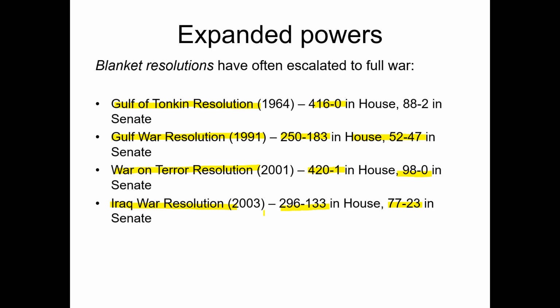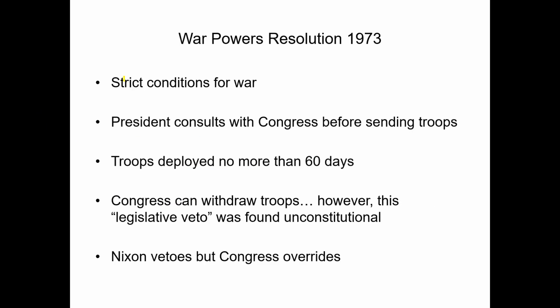So these are some examples of blanket resolutions. This is one of the 3 major expanded powers that we're going to talk about here, that the president has picked up more powers over the past century, perhaps more so than what the framers of the Constitution had expected. The War Powers Resolution in 1973, as the Vietnam War was winding down, was an attempt to try to get more congressional control over this situation.